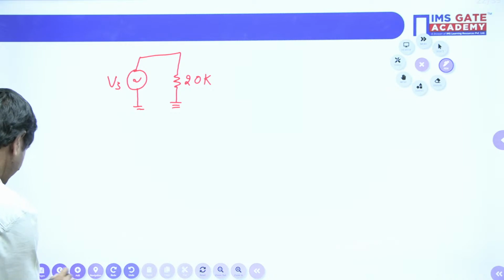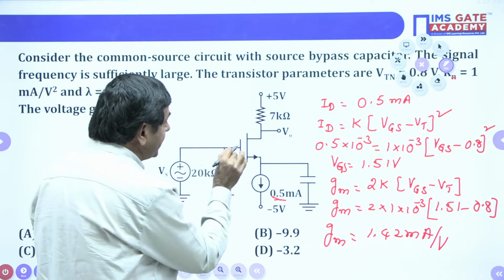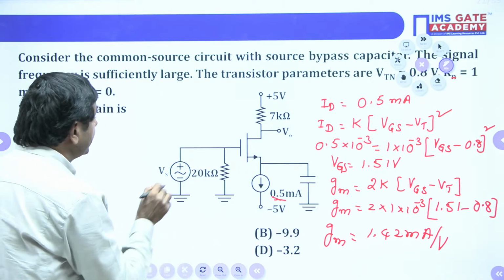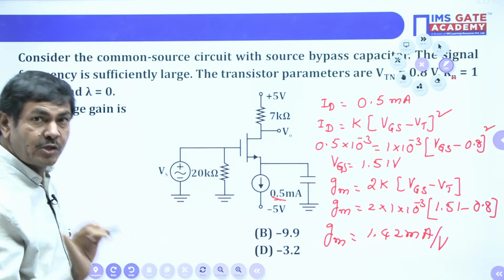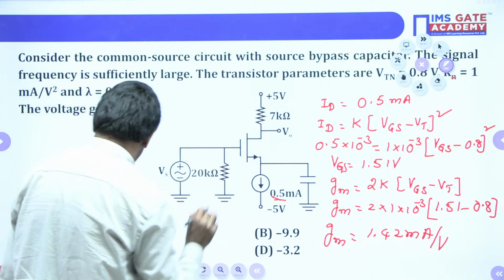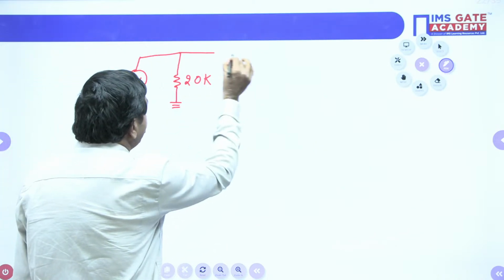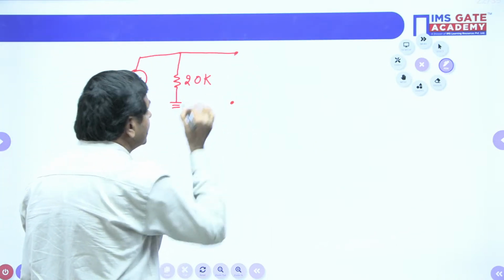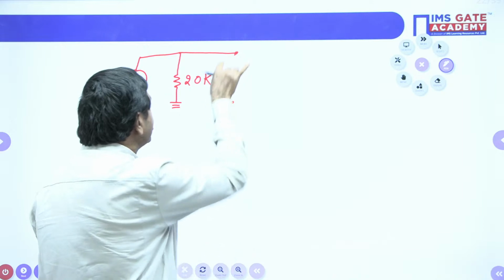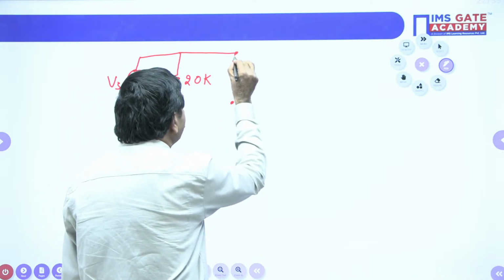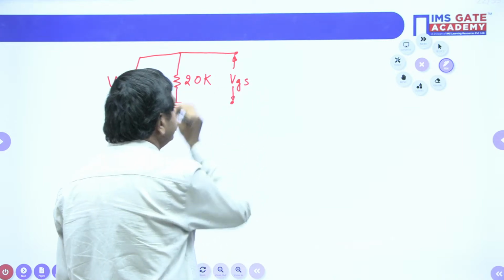After that, what is given here? Here is the MOSFET. In the MOSFET the input impedance is very high, because the current passing through the gate is approximately equal to 0 and the resistance is very high. That is why gate to source must be open circuited in the AC analysis. This voltage I can note down as VGS.